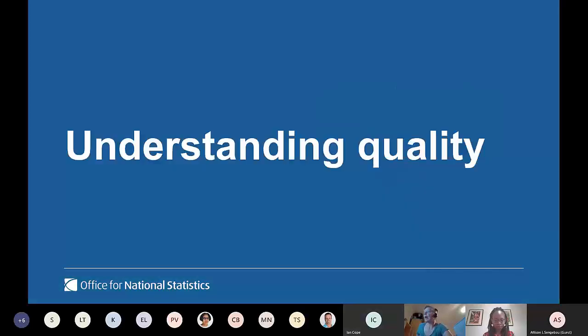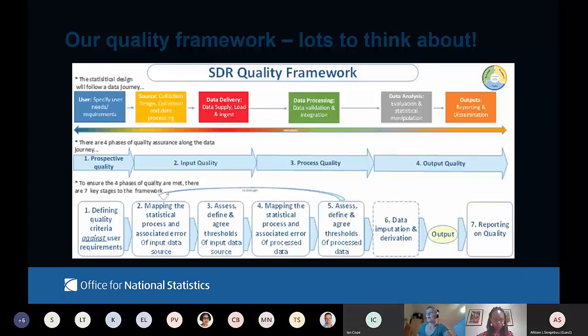I've just got a little bit to cover around understanding quality, where we have been developing a quality framework, and there's a lot to think about. This framework helps us understand all the different areas of quality that are important in using admin data to produce population estimates. Across the middle there are three arrows: input quality, process quality, and output quality. I'll just say a little bit more about that.